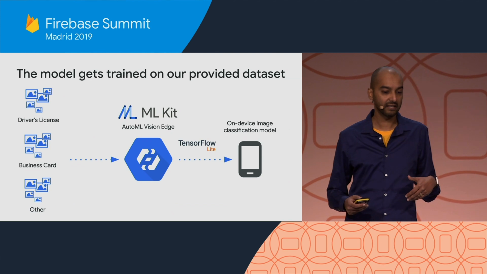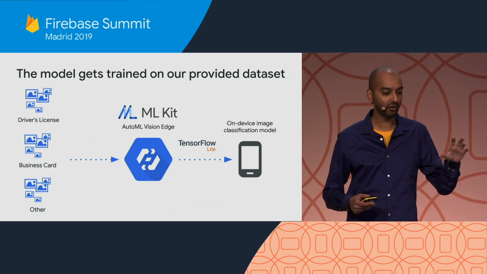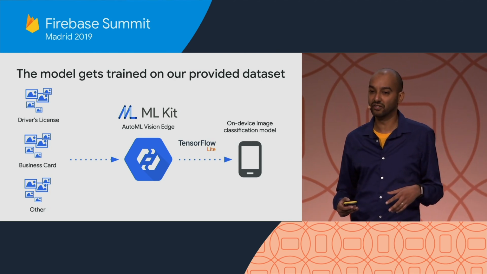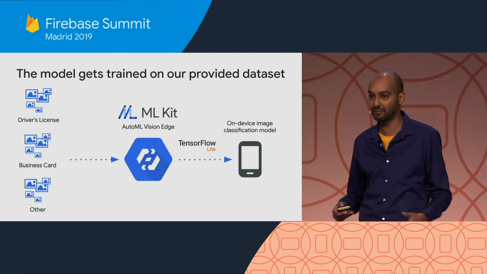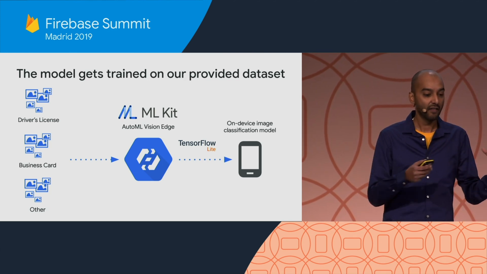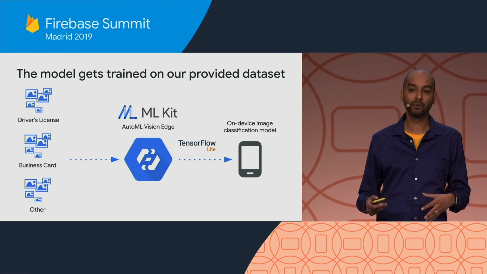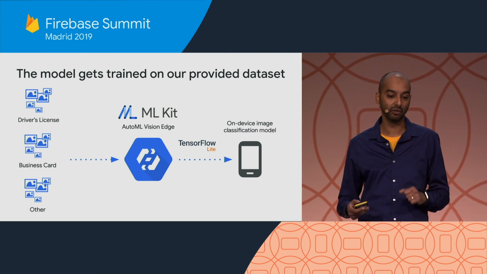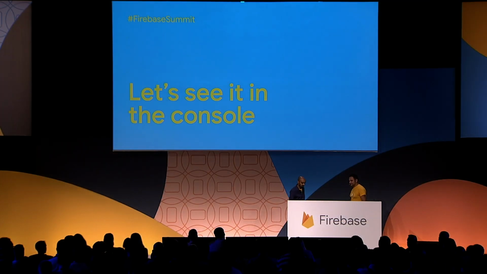So for our particular example, we're going to take images of driver's licenses, business cards, and then other random images, because we realize that a lot of times when you ask people to submit a picture of a document, they'll just point somewhere and take a picture, and we want to catch that as well. Those images then go to the AutoML service, and what you get as an output is a TensorFlow Lite model that's ready to use on device. OK, so let's see it in the console. Switch back to the laptop.